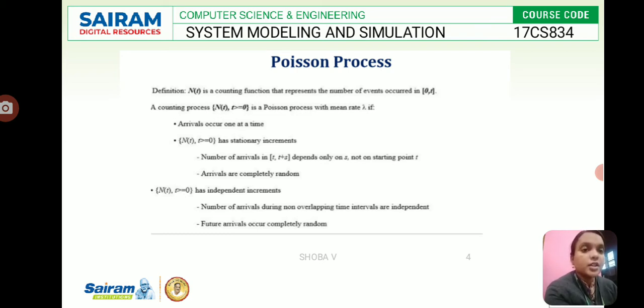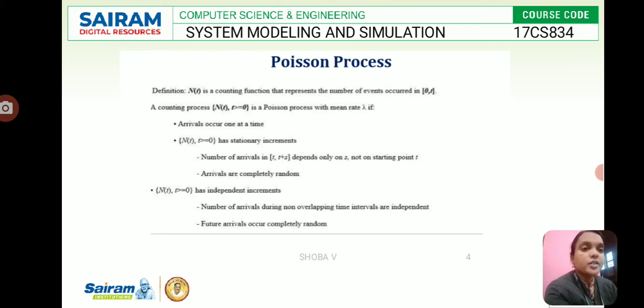So in stationary increments, the number of arrivals in (t, t+s) depends only on s, not on the starting point t. Why? Because there is a condition, which is t greater than or equal to 0. So arrivals are completely random, and in independent increments, during non-overlapping time intervals, the numbers of arrivals are independent. So future arrivals occur completely at random.